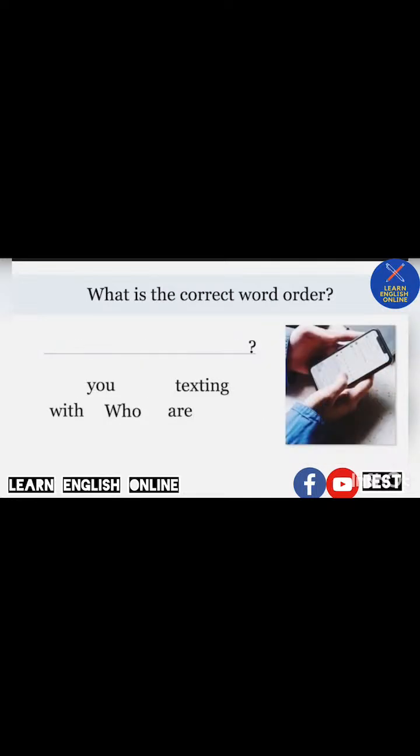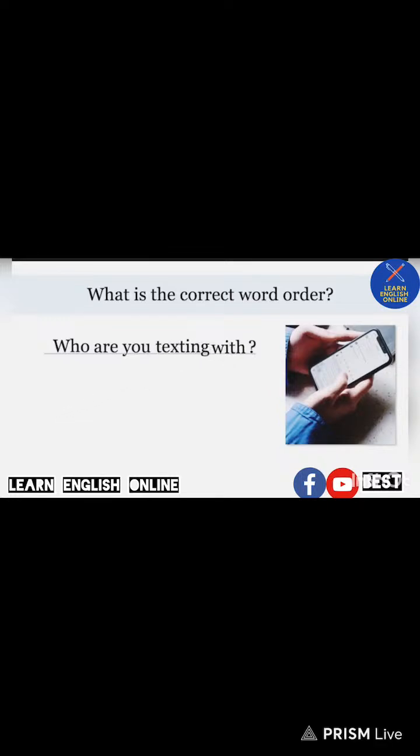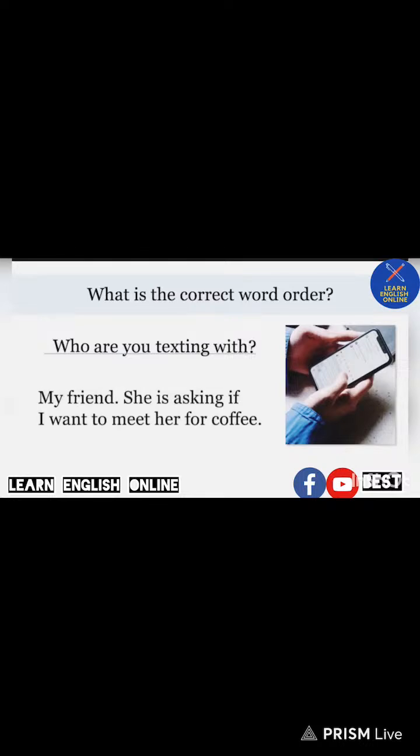Last one. What is the correct word order to make a question? And I'll give you a hint. The last word is with. Who are you texting with? Who are you texting with? My friend. She is asking if I want to meet her for coffee.